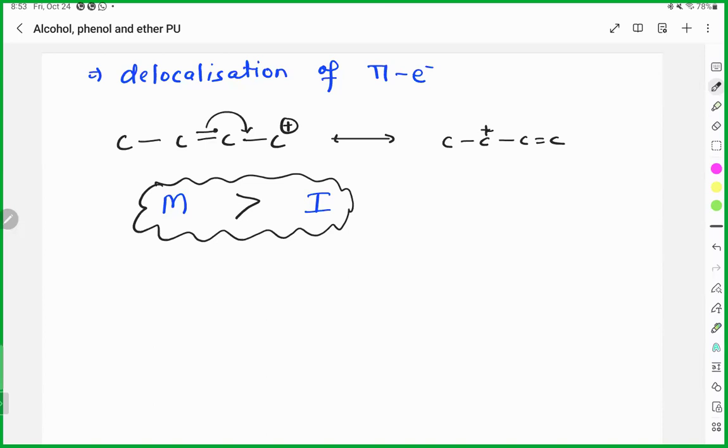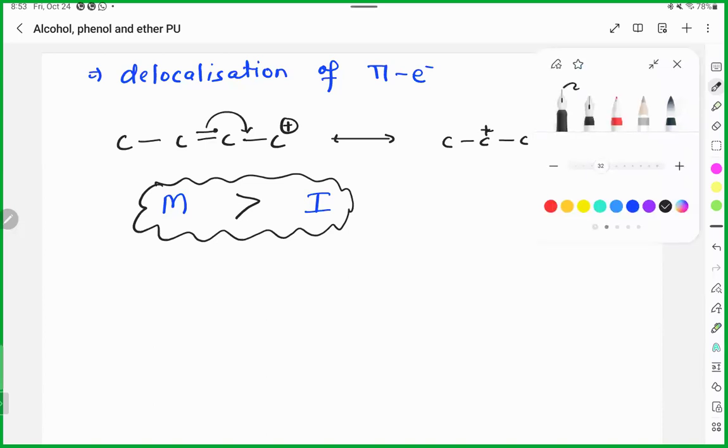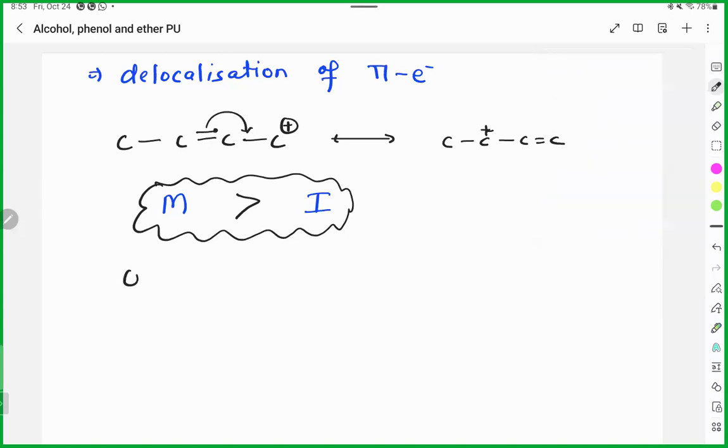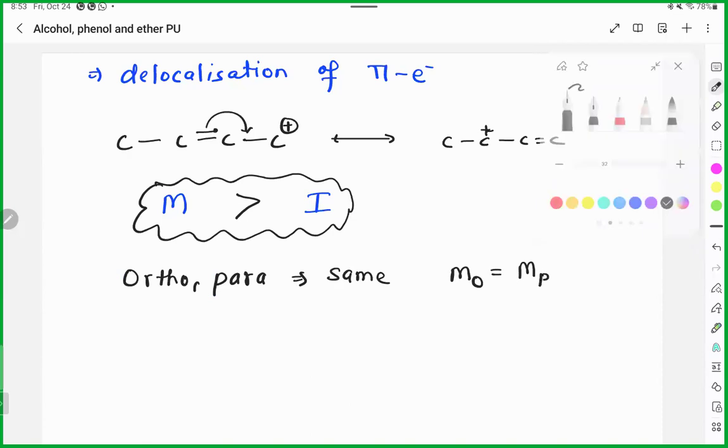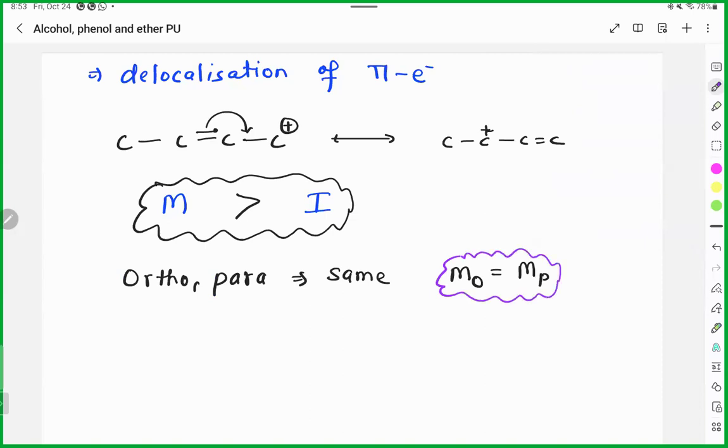And Chinmay, one thing, if you take ortho and para position, resonance effect will be exactly the same. It means resonance effect on ortho will be the same as resonance effect on para. Always. So for example, in the case of inductive effect, there was a role of distance. Here we don't have any role of distance. Got it?